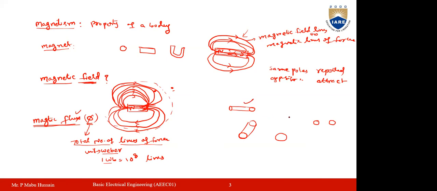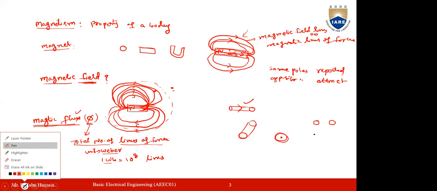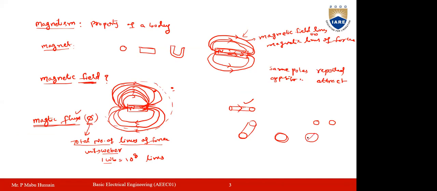Now whenever a conductor carries current, if the current is flowing through this conductor, a magnetic field will be developed around this conductor. So if you take one simple conductor, and the current is going inside, then you can represent it with a dot. If the current is coming outside towards the observer, then you can take it as a cross. Like this.